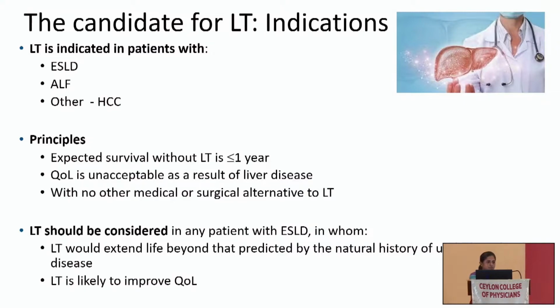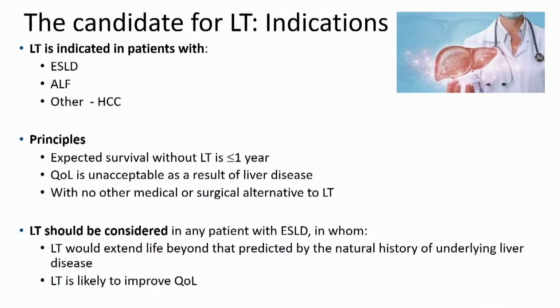Then who are the candidates for liver transplantation? It is indicated in end-stage liver disease, acute liver failure conditions, and some other non-liver failure indications such as hepatocellular carcinoma. So the main principle, or the essence, of liver transplantation is: if the expected survival of the patient without liver transplantation is less than 1 year, or the quality of life is unacceptable as a result of liver disease with no other medical or surgical alternatives, then those are the ideal candidates. So in other words, it should be considered in any patient with end-stage liver disease.